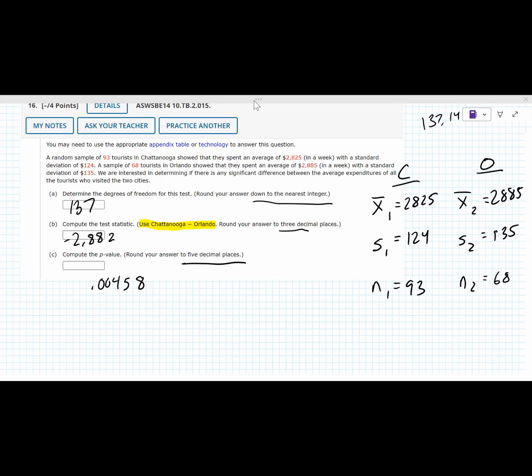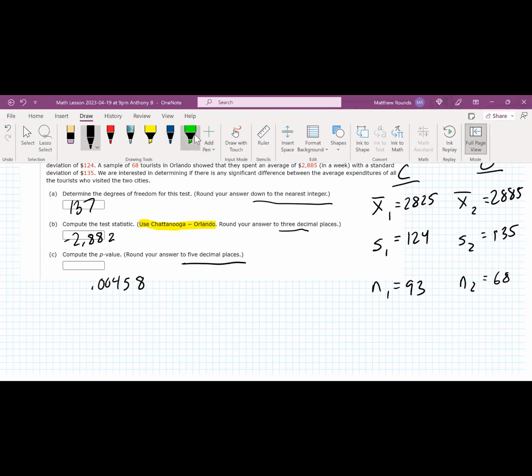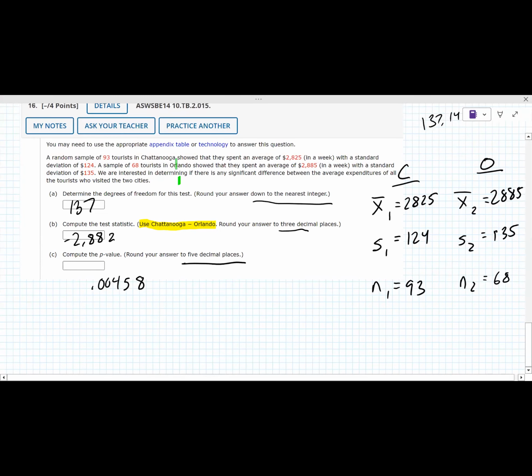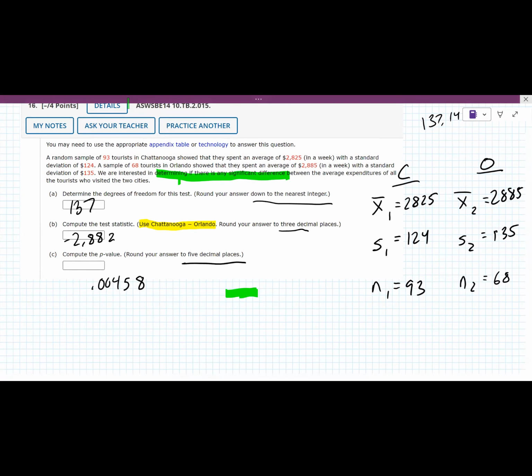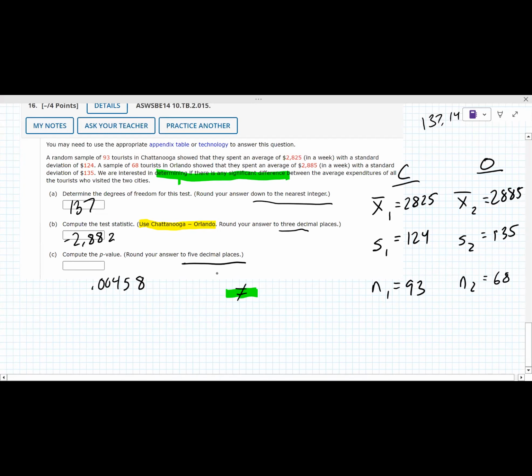One thing that we didn't really say, which does affect the p-value, is that it is determining if there's any significant difference, which makes it a not equal to, or two-sided, test, which we're not really emphasizing, but it will matter coming up. The next one here, you're comparing your p-value to the alpha level.